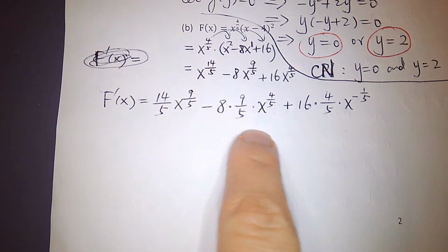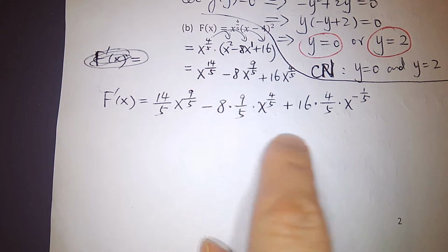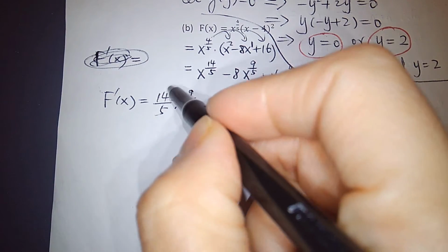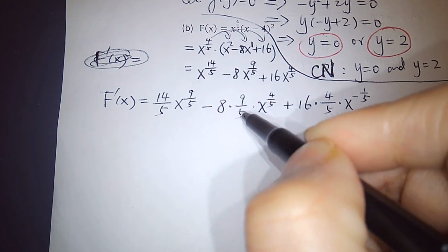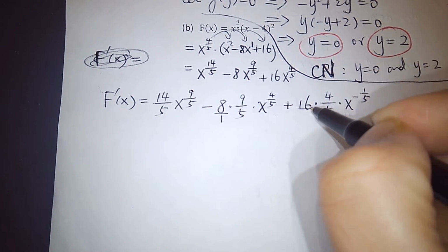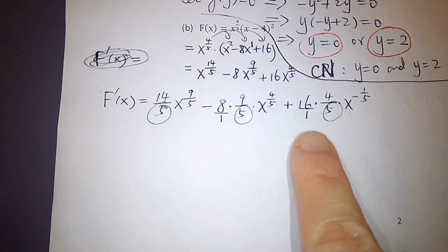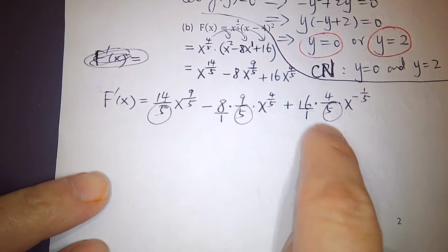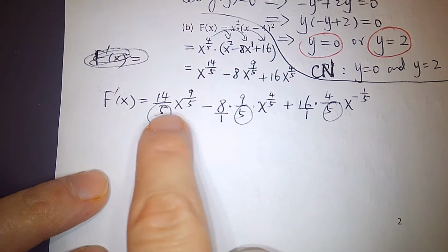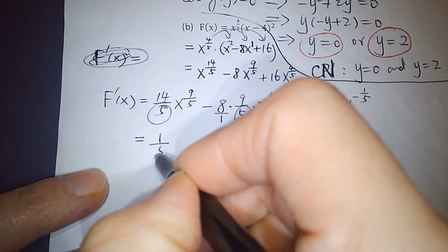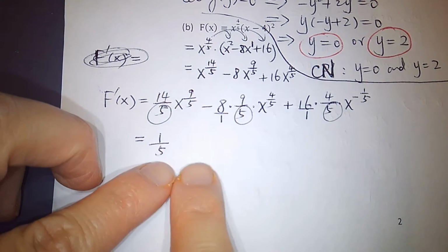Are you okay for this step or not? Power rule, right? Alright, now we're going to simplify. For the coefficient, everybody has a fifth, so I'm going to pull the fifths out. So 1/5 to everything.